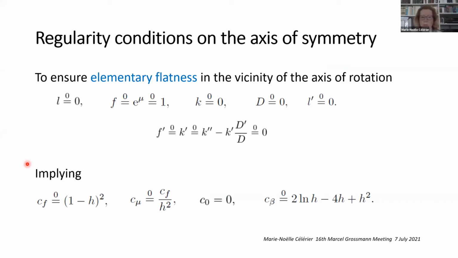To ensure elementary flatness in the vicinity of the axis of rotation, I have to impose regularity conditions on the axis of symmetry. This gives me some constraints on the metric functions and their derivatives on the axis. This sign means that we take the values at the radial coordinate r equals 0, that is, on the axis. All these conditions imply some constraint on the metric functions, related by these four equations, which reduces their number to three, because previously they were seven.